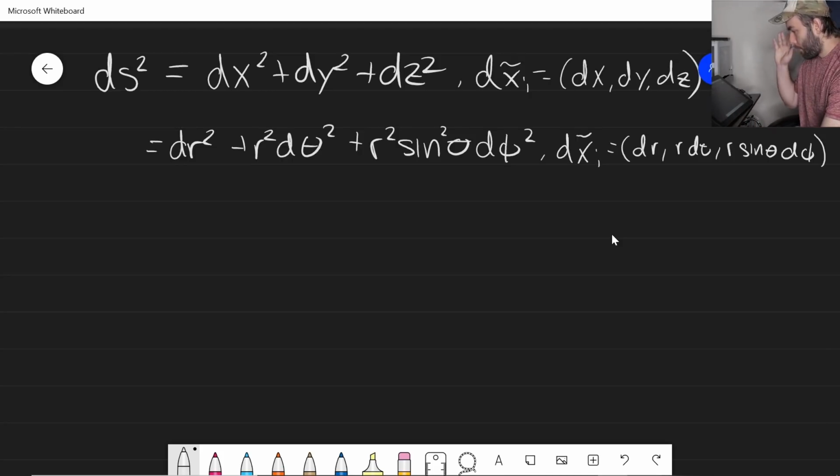Now the big punchline of that video where we were distinguishing the different vectors is that coordinate displacements do not always have units of distance. Right? In this case, if we're in Cartesian coordinates, dx, dy, dz, those all have units of distance, they have units of length. Dr has units of length, but d theta does not. However, every element of the displacement vector is a distance. R d theta is a distance. R sine theta d phi is a distance.